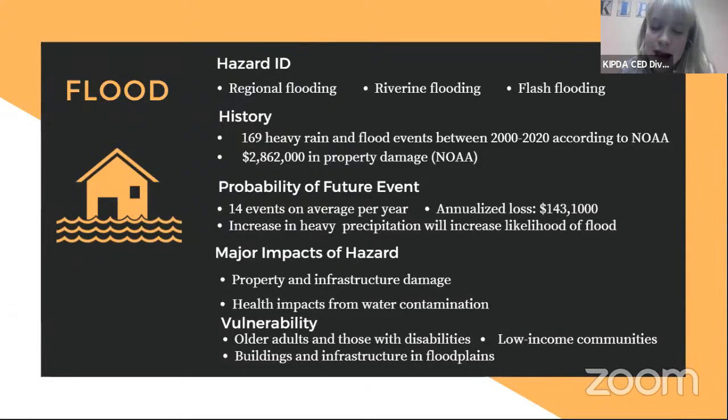And then major impacts of floods are property and infrastructure damage. And then, of course, health impacts from water contamination, which flooding can lead to. And then vulnerable groups, older adults and those with disabilities who maybe can't leave their home or property are particularly vulnerable. Low-income communities are more likely to live in floodplains. So they're particularly vulnerable.